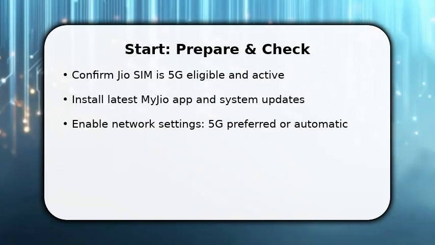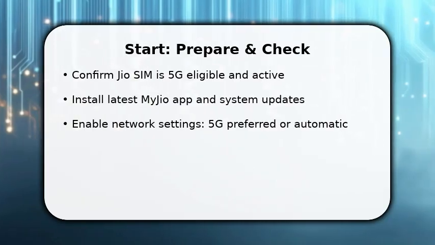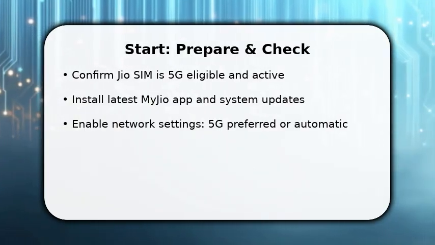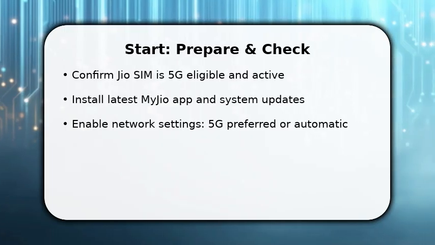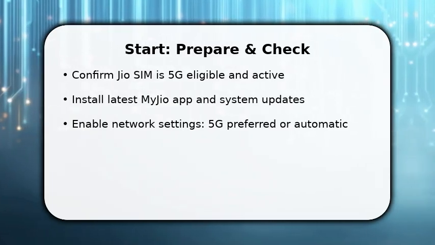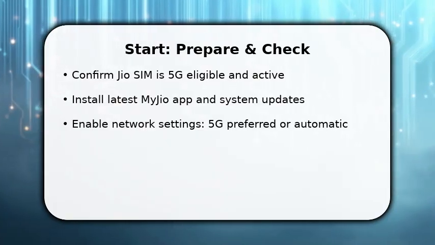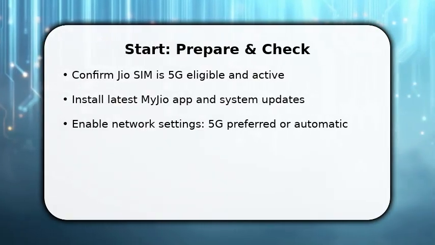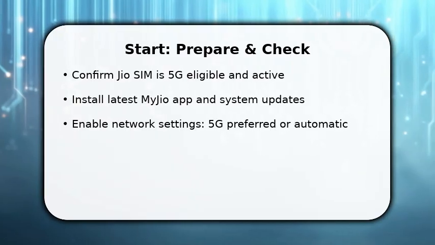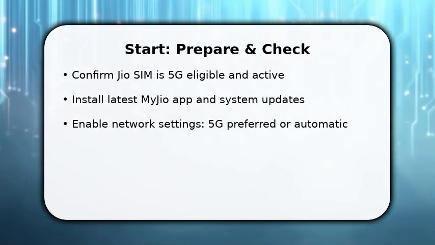You begin by confirming your Jio SIM supports 5G and that your plan includes 5G access. This matters because unsupported SIMs won't register on 5G cells. Next, open System Settings and install any pending OS updates, then update or install the MyJio app so provisioning works.